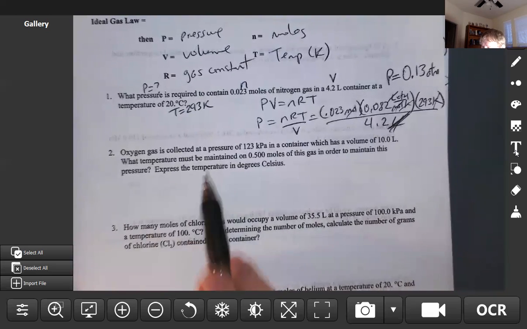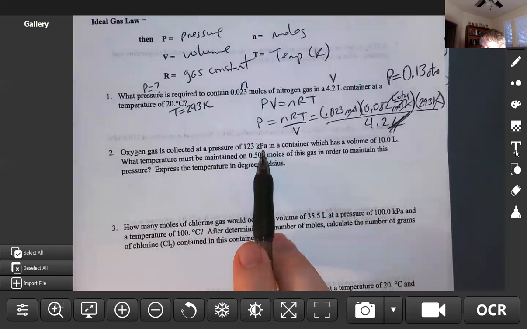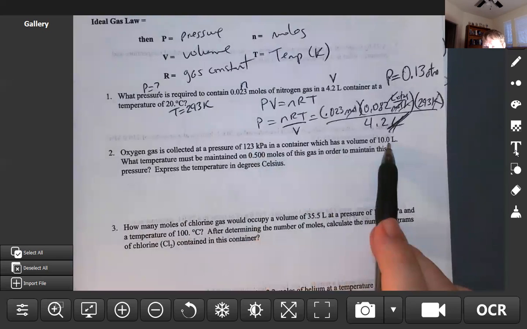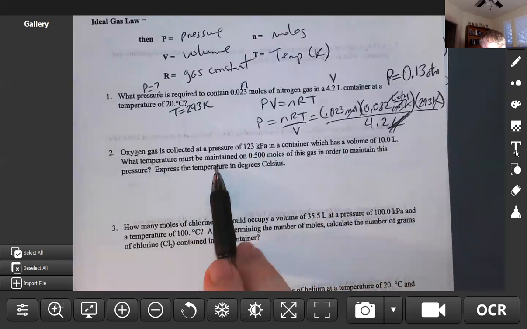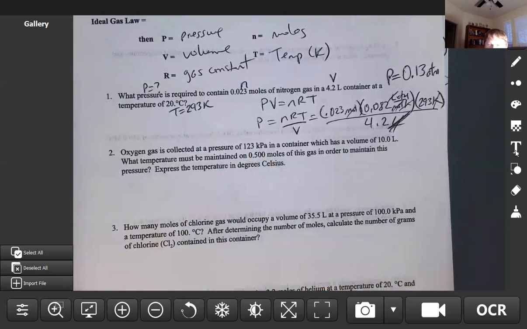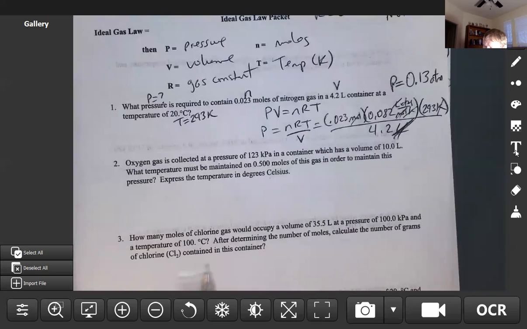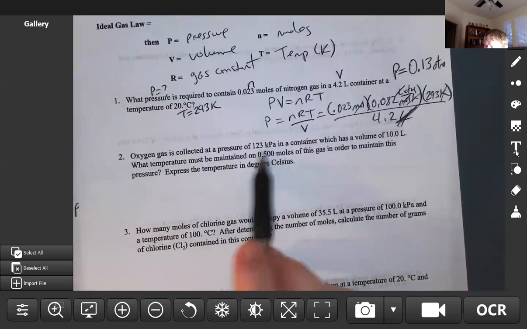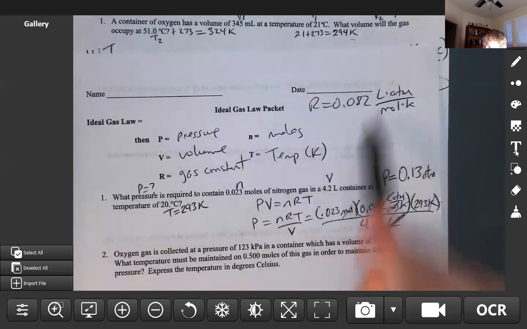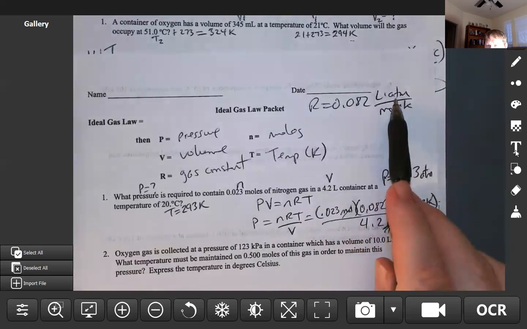All right, oxygen gas is collected at a pressure of 123 kilopascals. So there's my P, here's my V, 10 liters. What temperature, so there's my question, on 0.5 moles, there's my n, in order to maintain this pressure. And then it wants the answer in Celsius, so we'll come back to that. So the first thing that we're gonna have to do is we've got 123 kilopascals. So the R value we used last time, we can't plug kilopascals into.